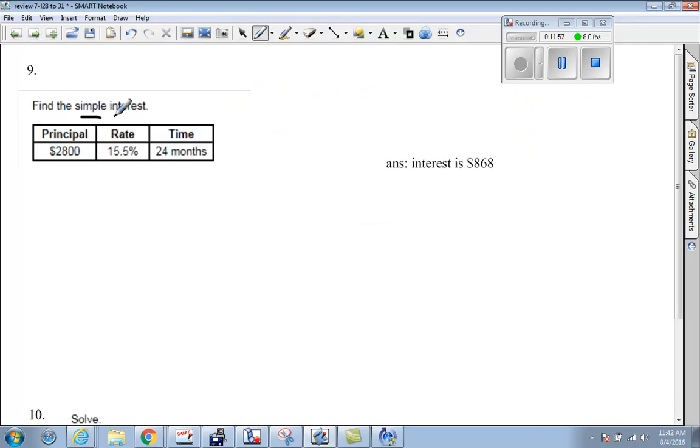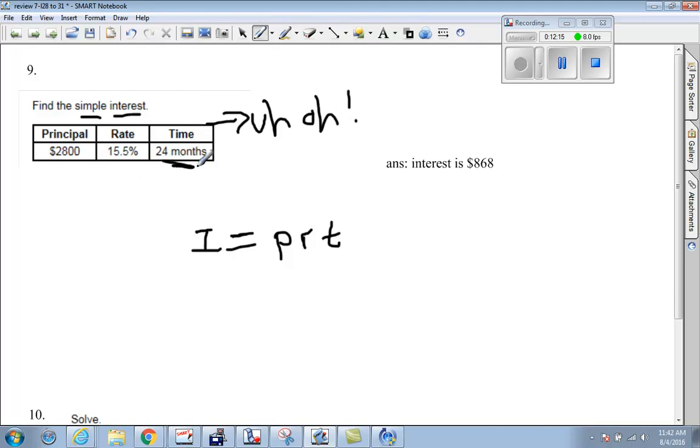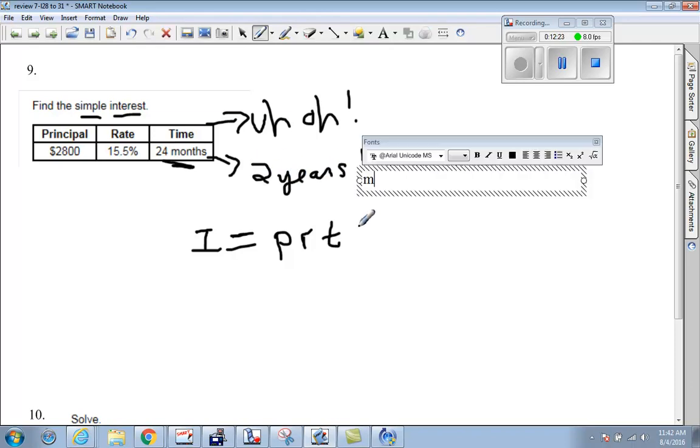Find the simple interest. I always look for the command and the keywords. Boom! As soon as I hear simple interest, I'm grabbing I equals PRT. Principal times rate times time. I know the principal, I know the rate, I know the time, but uh-oh. Time has to be in years, so don't get tricked. 24 months is 2 years. So note to self, must be in years.